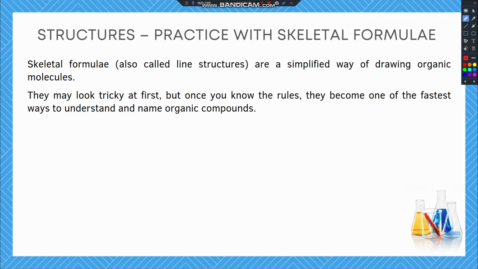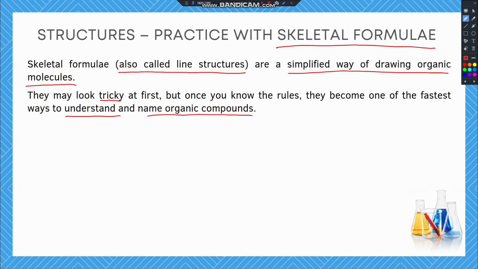All right, so let's define what the skeletal formula is. The skeletal formula is also called the line structure, and it is a simplified way of drawing organic molecules. Now the truth is, at first it may look tricky, but once you know the rules, they become one of the fastest ways to understand and name organic compounds.